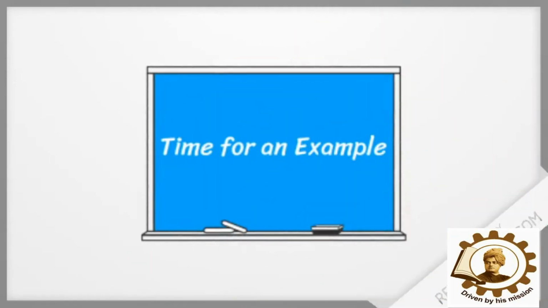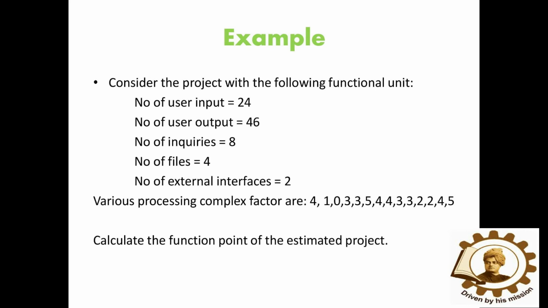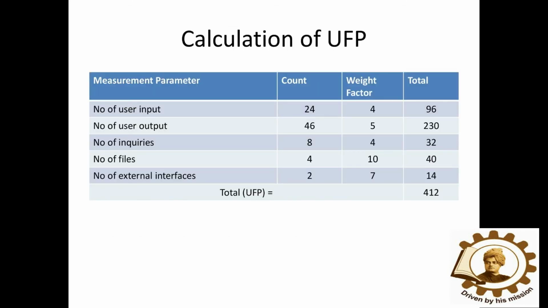Now it is time to take an example and solve it out. In our question, there are 5 functional units and we got the average value of those units. And here we got 14 different complexity factors which we can identify as degrees of influence. Now it is time to solve the question.